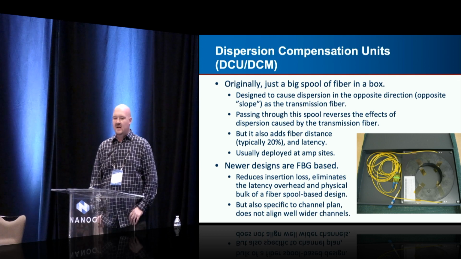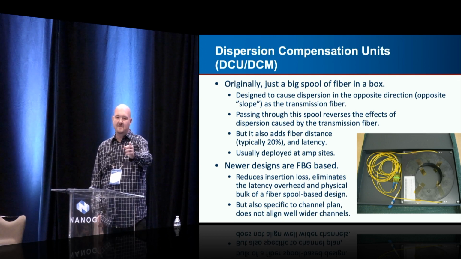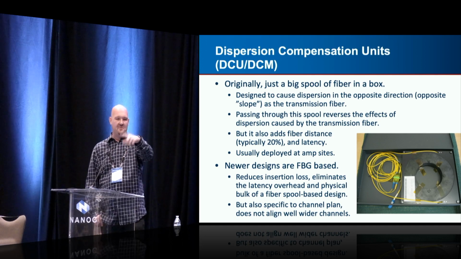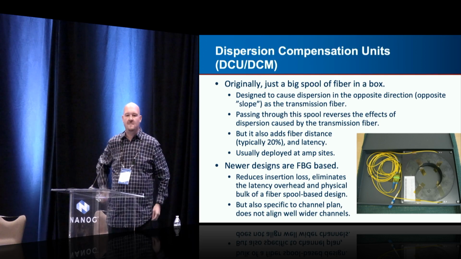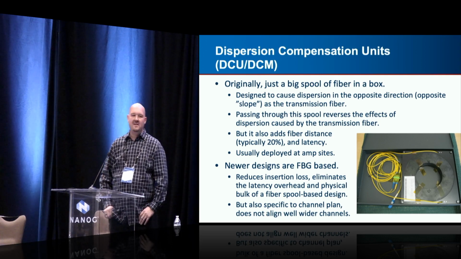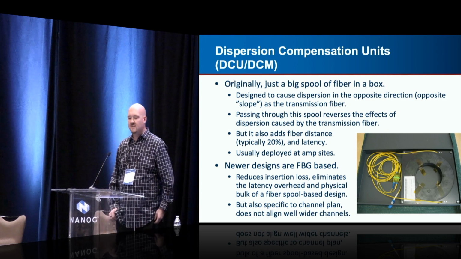And it was designed to cause dispersion in the opposite direction, the opposite slope of the transmission fiber. So imagine you run through 80 kilometers of fiber out in the field, you get to the end, and then you run through a spool of fiber that's designed to cause dispersion the opposite direction. It's designed to squish the signal back together. And by the end of it, you come out and hope that you're pretty close to what the signal was originally before you put it in there.